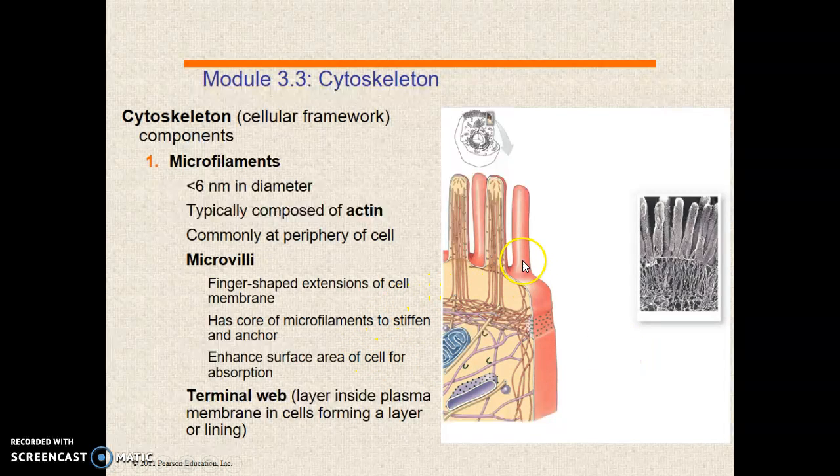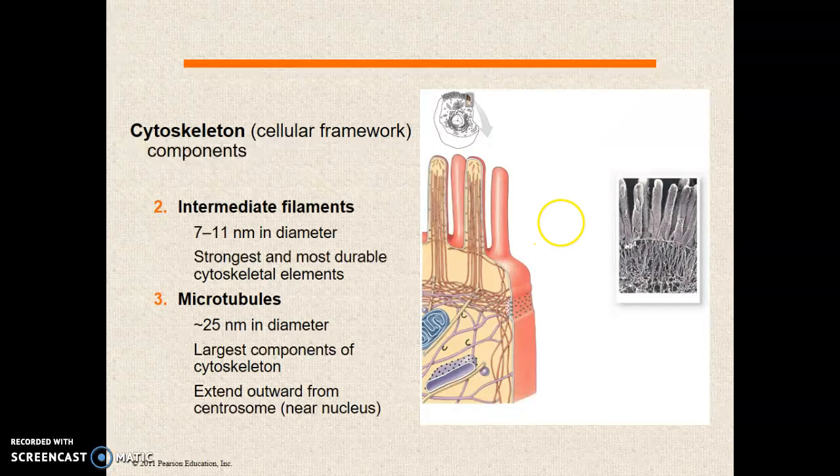You may recall the microvilli, or the cellular extensions, to increase surface area. These have microfilaments traveling up through them as a core. We also have in the cell what's called a terminal web, and it is a layer inside the plasma membrane of these proteins, stabilizing the cell. Intermediate filaments are very strong, and microtubules are the largest.